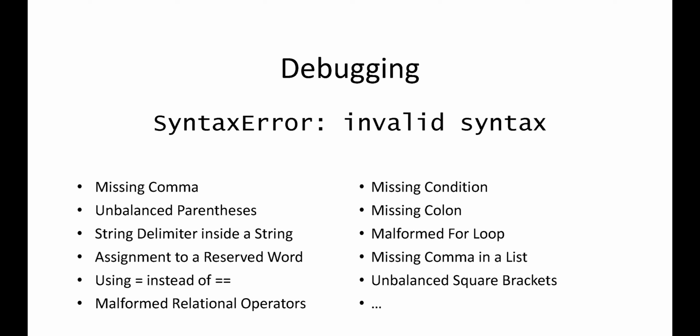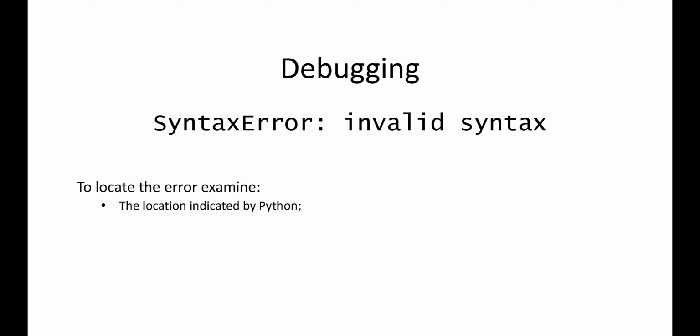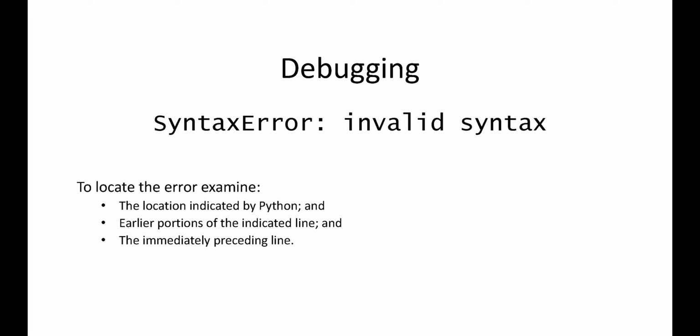Python will always report a syntax error if one is present, but the location it indicates may be later than the actual location of the error. As a result, you should begin by examining the location identified in the error message, but then also consider the earlier portions of the indicated line and the line that immediately precedes the one indicated in the error message. Examining these lines carefully should allow you to locate and correct the error.